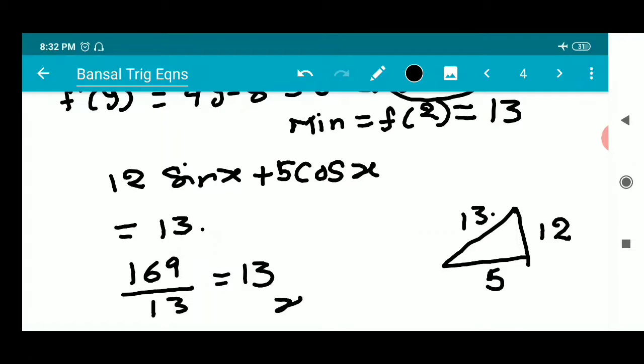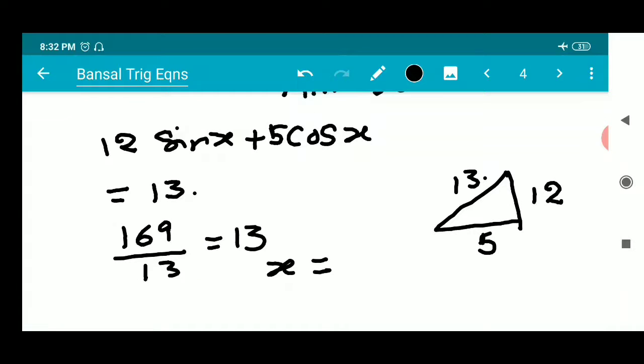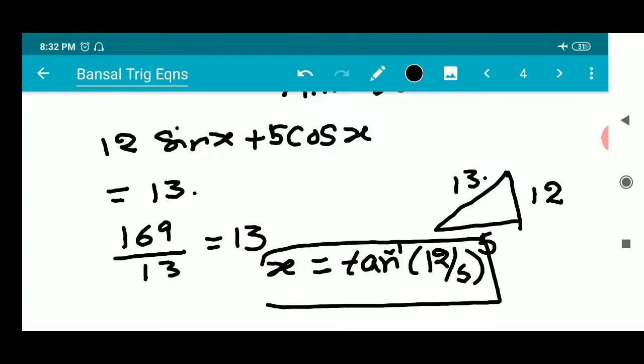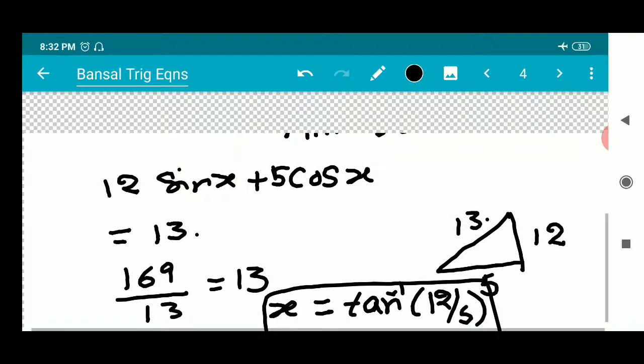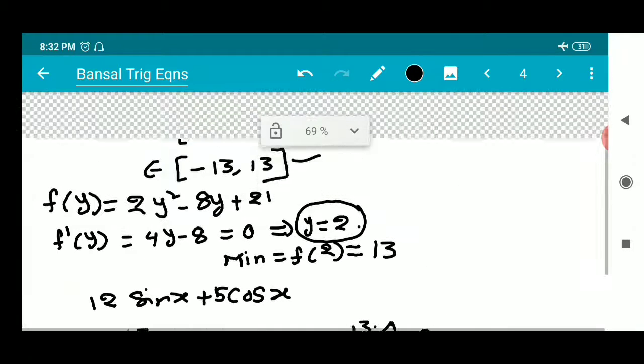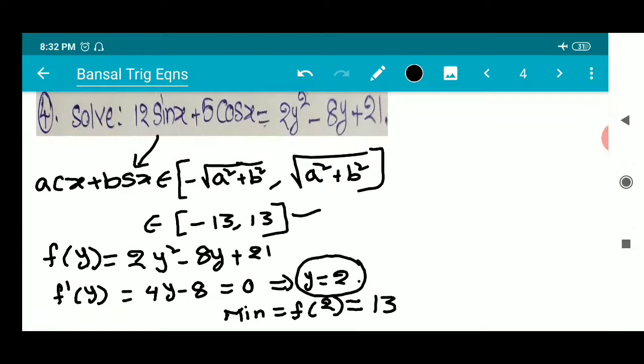So what is the value of x? We are keeping tan x like this, so x you have to write as tan inverse of 12 by 5. So these are the values of x, y. It is dependent on the boundedness of the trigonometric functions.